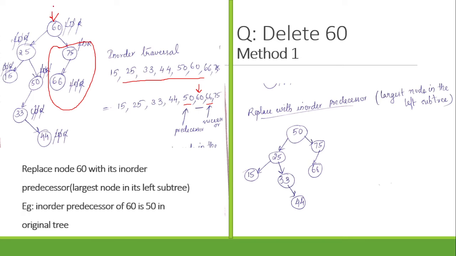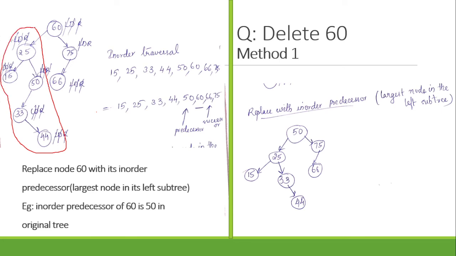So we have to delete 60. What is to be done? Which method is this? We are going to replace the node with its in-order predecessor. So we have to find what is the in-order predecessor. In this figure, what is the in-order predecessor of 60? For that, consider its left subtree and pick the largest value. What is the largest value in the left subtree? It is 50. So, we must delete 60 by replacing 60 with 50.